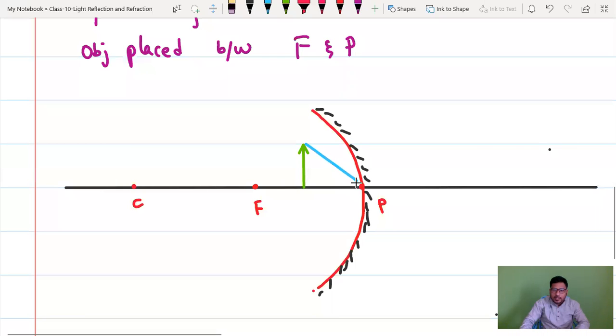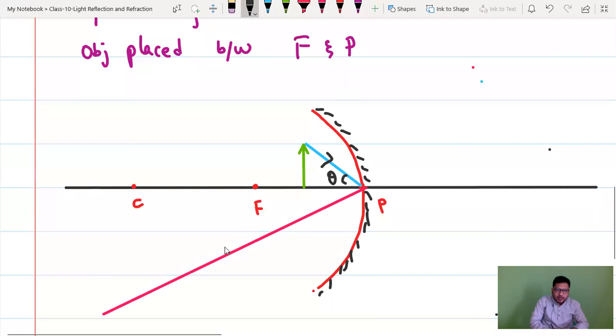Right, after touching pole P, do you remember the fourth rule for drawing ray diagram? If any light ray is passing and touching pole P with some angle theta, what will happen? That will reflect back, isn't it? With the same angle theta. Now, reflected ray will be reflecting back like this with the same angle theta. Now this is the reflected ray and it is making the same angle theta. That is the first light ray you can draw.